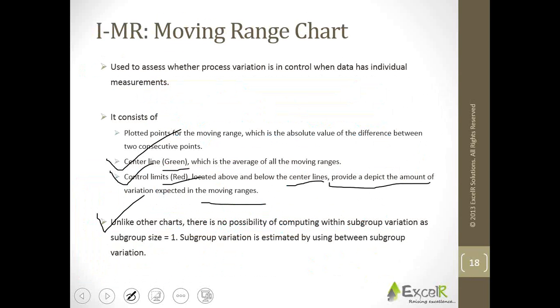Unlike the other charts, there is no possibility of computing within subgroup variation. Why is that so? Because subgroup size is 1. What is a subgroup? Subgroup means if I'm working in shifts, I look into Coke bottles which are manufactured in the morning shift, afternoon shift and night shift. Right? But if I have only one shift, 9 to 6, everyone works from 9 to 6, then the subgroup size will become 1.